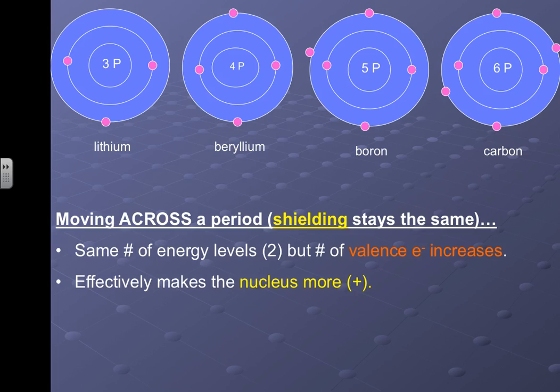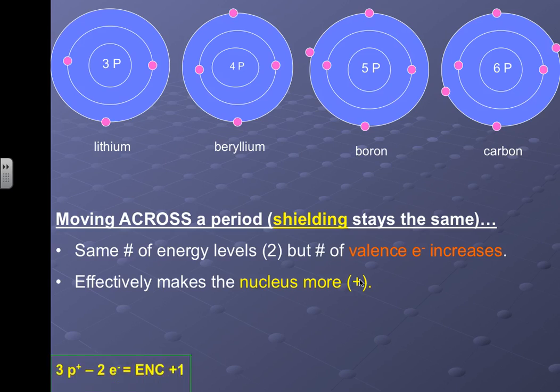But the valence electrons increase, right? So as I go from lithium to beryllium to boron to carbon, I am increasing by 1 valence electron every single time, effectively making the nucleus more positive.